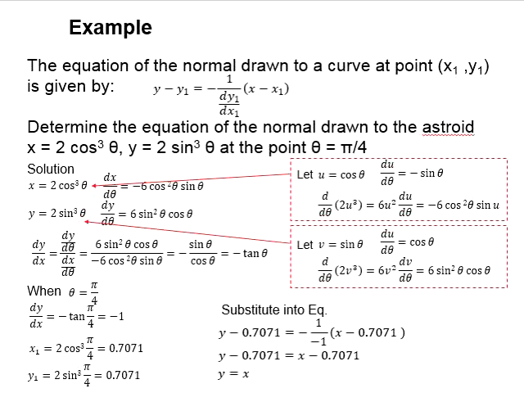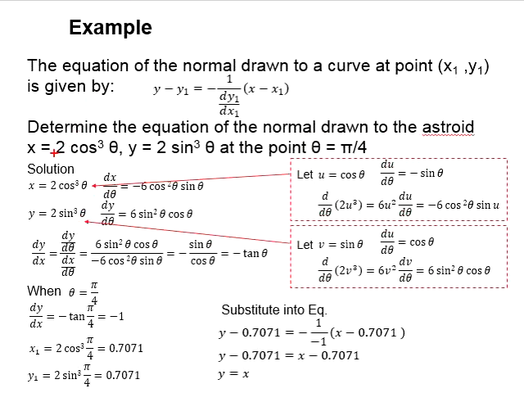Let's try another example on parametric equations. Given that this is an equation for a curve at the point x1 and y1, there are two parametric equations here. On top of the variables x and y, there is a third variable, which is theta. So this gives a typical parametric equation. The question is interested in the point where theta equals pi per 4.